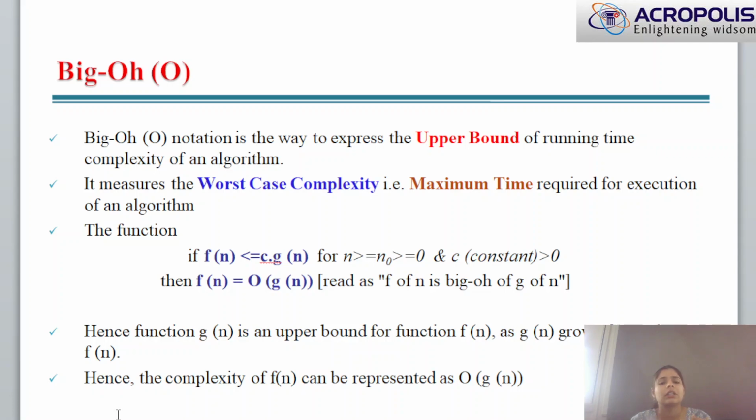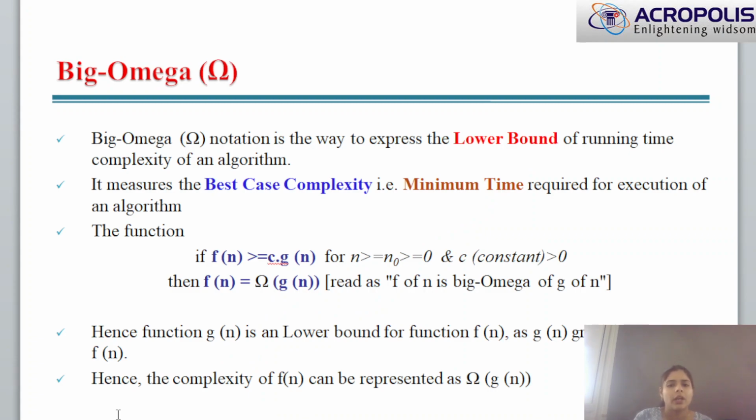Here is the example: if f(n) is smaller than or equal to a constant times g(n), then f(n) equals big O of g(n). Read as f of n is big O of g of n. Here the function g of n is an upper bound of function f of n, as g of n grows faster than f of n. Hence the complexity of f(n) can be represented as big O of g(n).